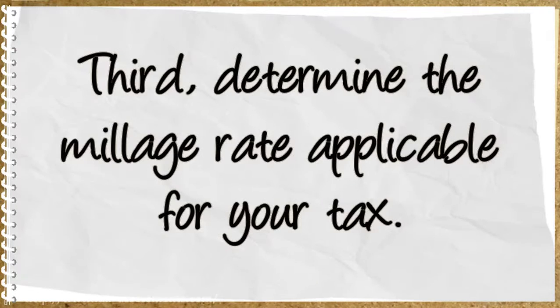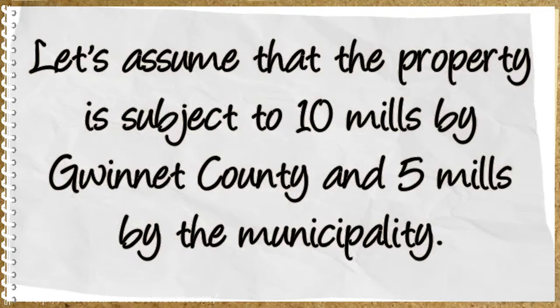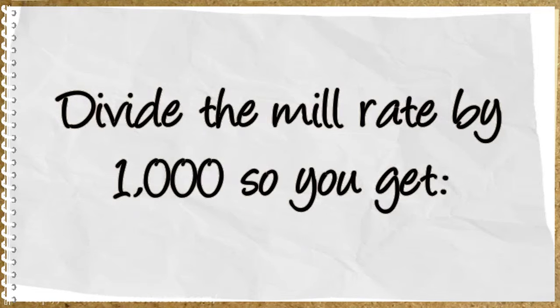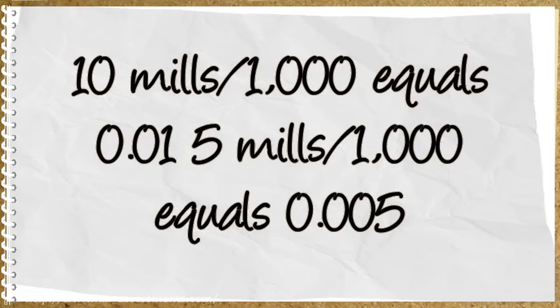Third, determine the millage rate applicable for your tax. Let's assume that the property is subject to 10 mills by Gwinnett County and 5 mills by the municipality. Divide the mill rate by 1,000 so you get 10 mills/1,000 equals 0.01, and 5 mills/1,000 equals 0.005.